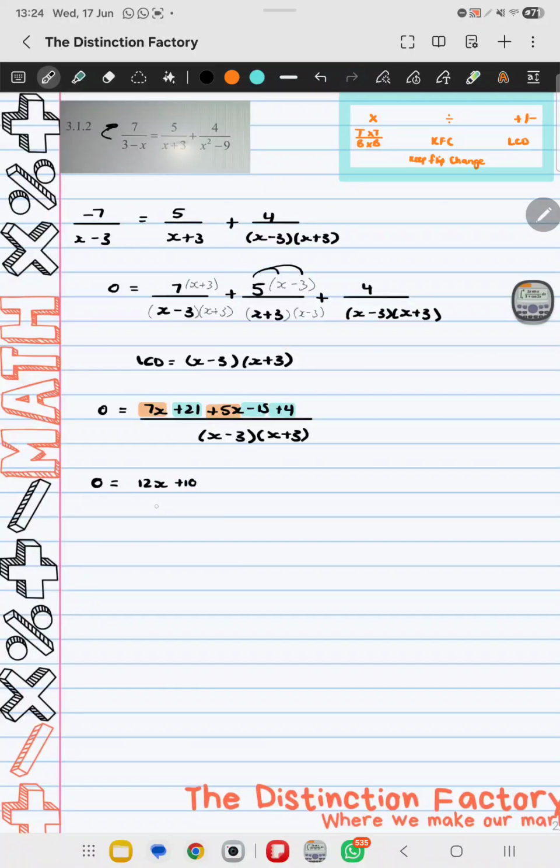Then we can solve it like a normal equation, because what's happened is we've gotten rid of this denominator by taking it across and it becomes multiplication. But 0 times by anything is just 0. So this just stayed as a 0 and we just got rid of the denominator and simplified the numerator. So from here we can take the 10 across and it becomes a negative 10. And then we can get rid of the 12 as a coefficient by dividing both sides. So we end up with a simplified fraction of negative 5 over 6 is equal to x.